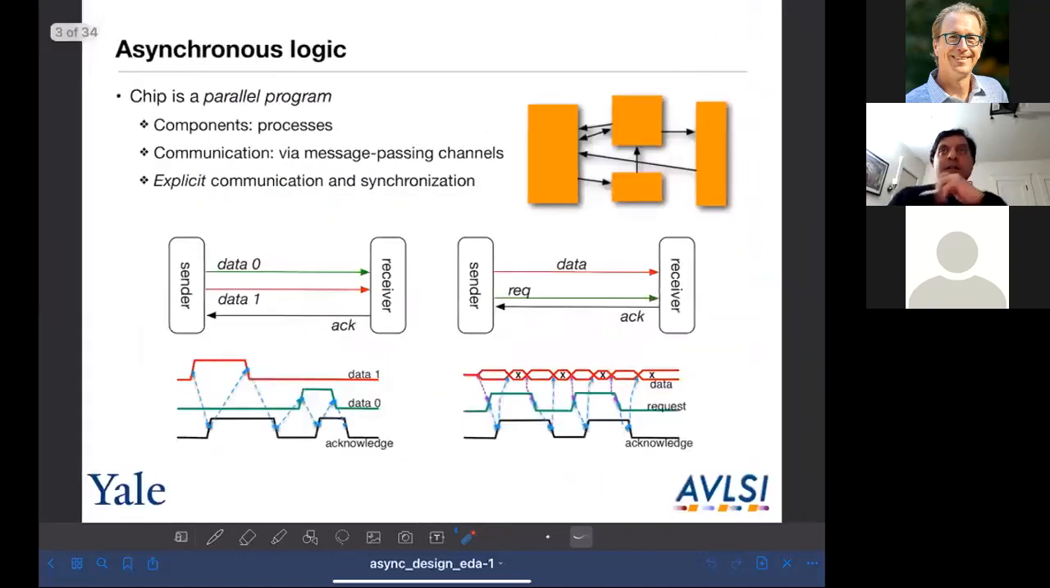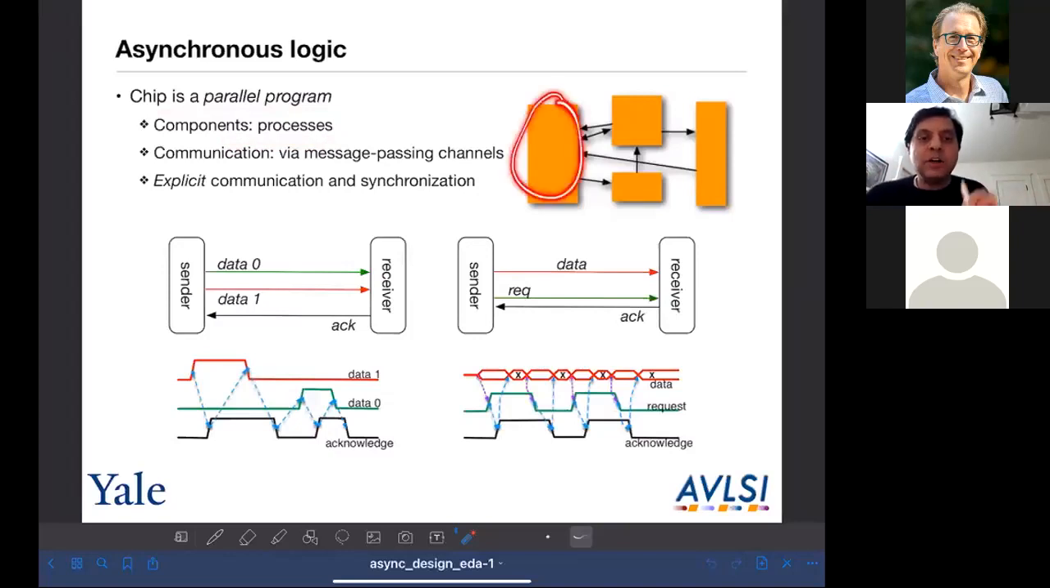So if I think about an asynchronous computation, what is the model that we use to think of a chip? The model that we use to think about computation in the asynchronous domain is that we think about a chip as a parallel program. And the components of this parallel program, the hardware blocks on the chip, are processes, right? So things that operate in parallel. So think message passing parallel programming.